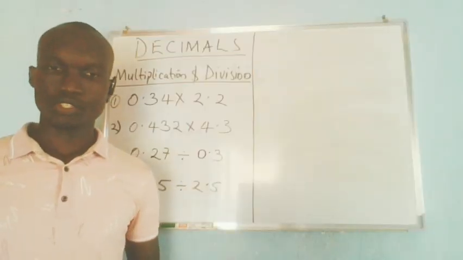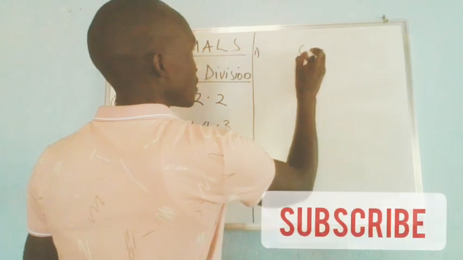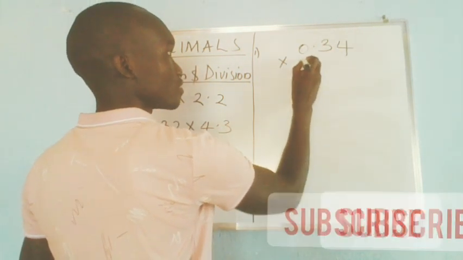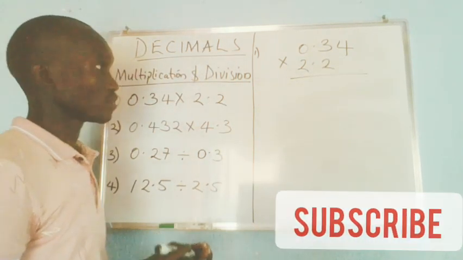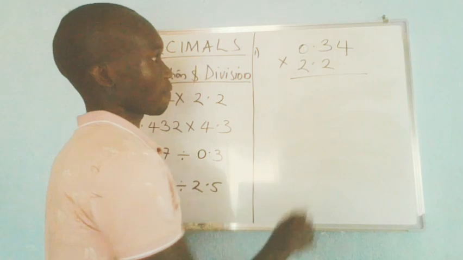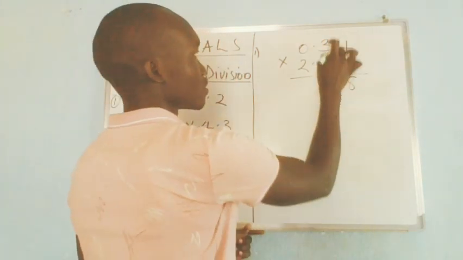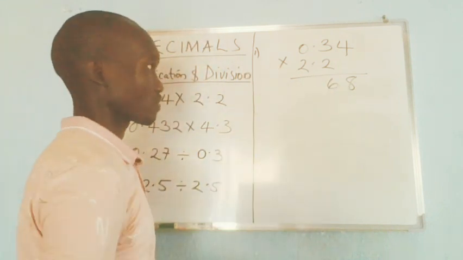Let's look at multiplication and division of decimals. The first one, we have 0.34. Multiply this with 2.2. So we start multiplying. 2 times 4, that will be 8. 2 times 3, that will be 6. You don't put the decimal point as of yet.